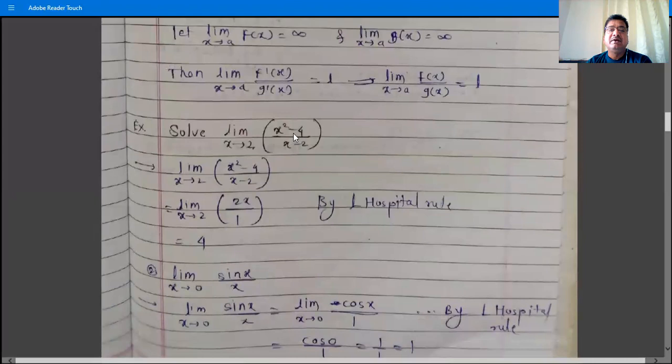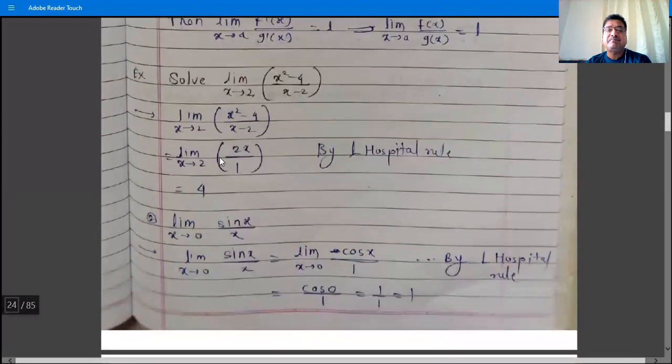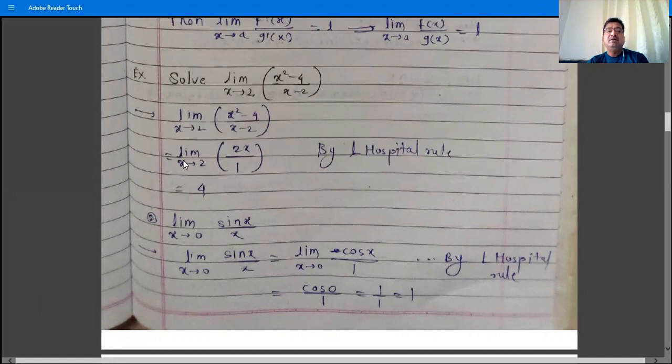Means both are same. So this is actually f(x) divided by g(x), and this is f dash x divided by g dash x, and we have the equal to sign here. That is, limit x tends to 2 of f(x) by g(x) is equal to limit x tends to 2 of f dash x divided by g dash x. So actually this 2x by 1 is not the derivative of this quantity. It is the derivative of numerator and denominator separately.